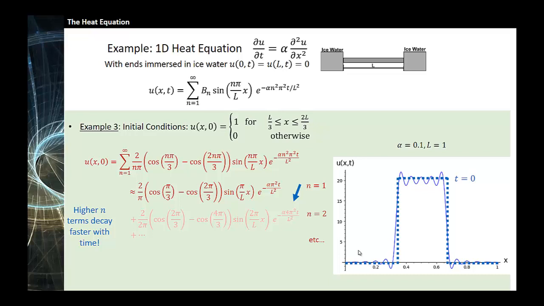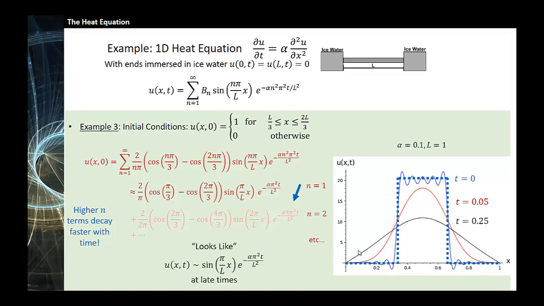At later times, say t equal to 0.05, we see that the profile is smoothing out. The sharp edges of the profile are due to the higher n terms, the high frequency terms, but the high frequency terms are decaying really, really fast with time. So this is smoothing out with time.